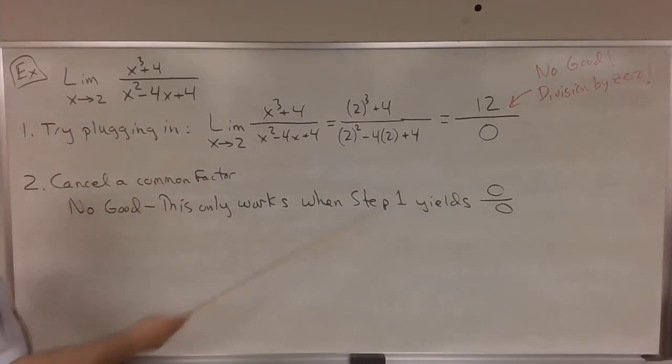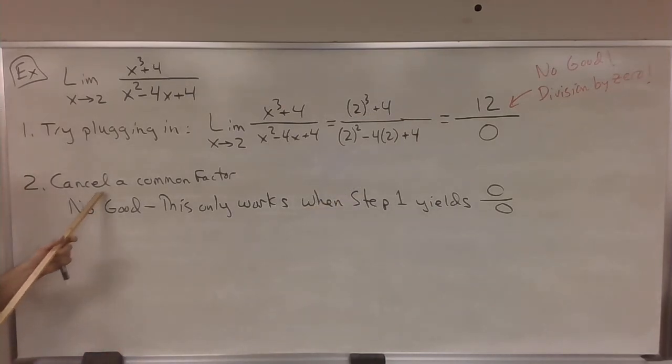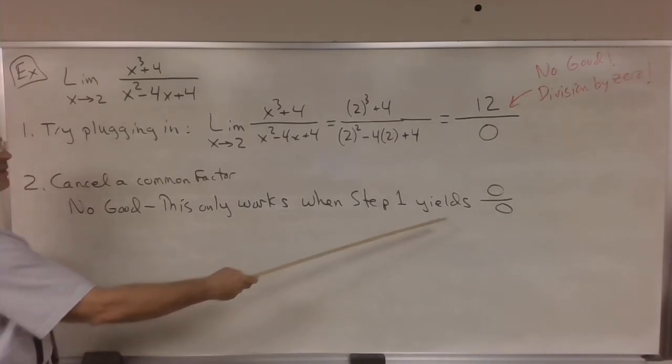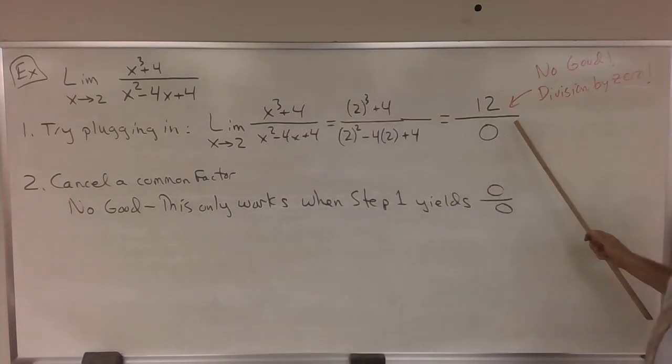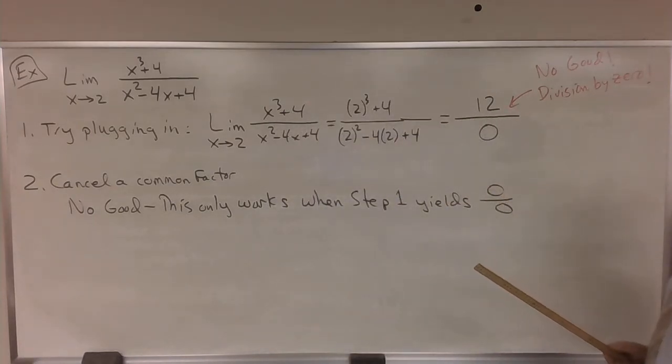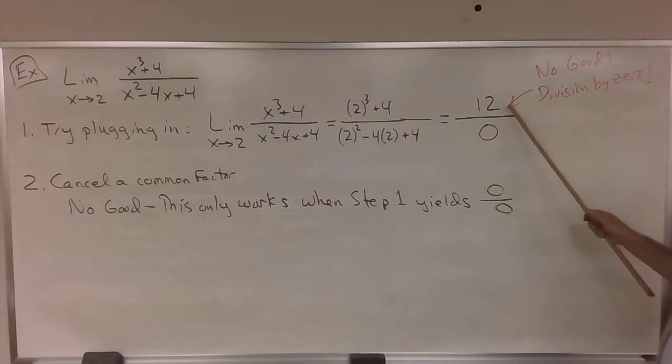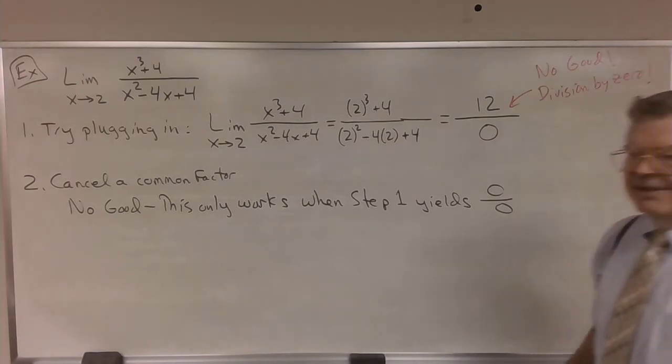We tried plugging in, we got division by 0. So we go to step 2, cancel a common factor in numerator and denominator. That's no good in this case. The canceling trick only works when step 1 yields 0 over 0. And in this exercise, we didn't get 0 over 0. We got 12 over 0. We got non-zero over 0. So step 2 is not going to work.